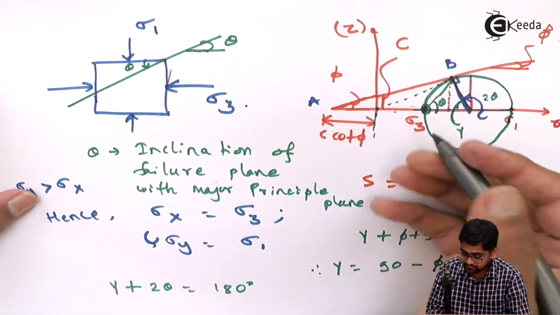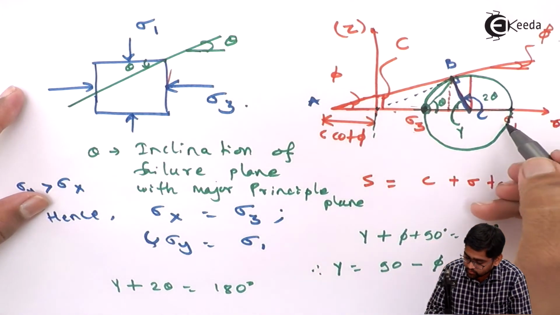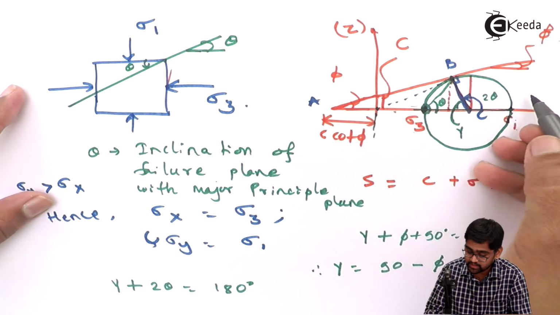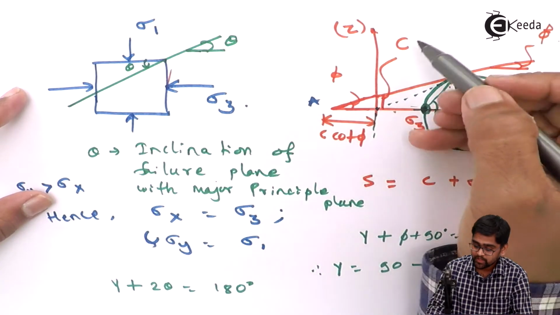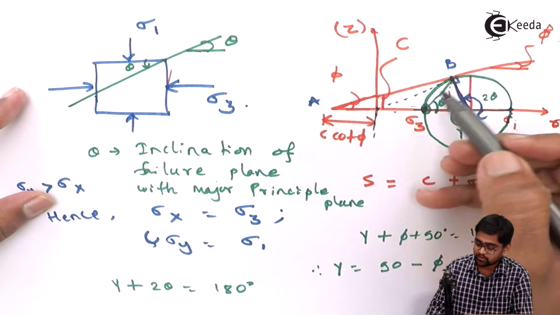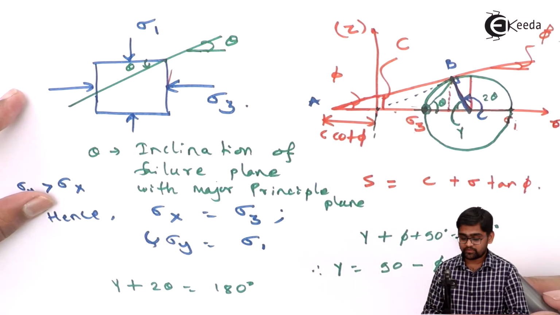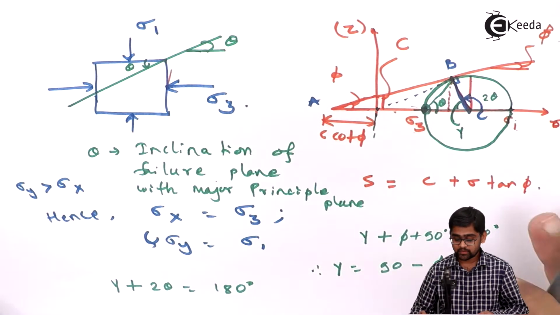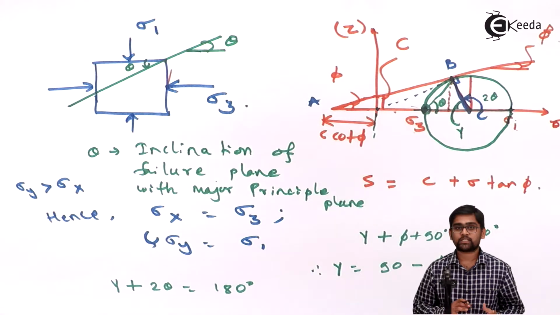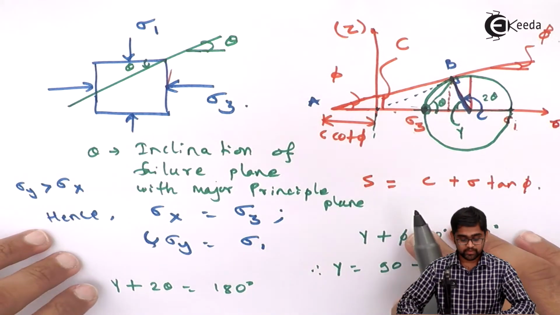In the second part, we must correlate sigma 1 and sigma 3 with the C and phi values, because once you determine C and phi, you must be able to draw this Mohr circle and the field, and you must say whether it's safe or unsafe, or if it has failed, based on the sigma 1 values, obviously.